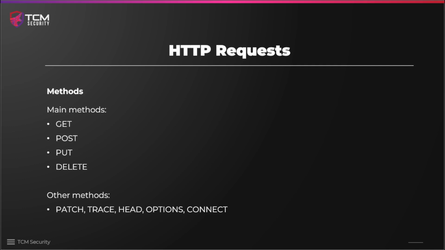So the four main ones that we'll see are GET, POST, PUT, and DELETE. So GET to get a resource, POST to create a resource, PUT to update a resource, or DELETE to delete something. And there are a bunch of other methods as well, like PATCH, TRACE, HEAD, OPTIONS, and CONNECT, and we'll see these from time to time, but only occasionally.